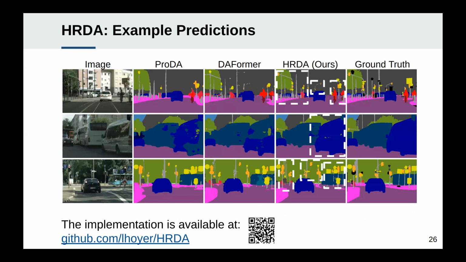This is also reflected qualitatively here in the example predictions, like these poles, these pole groups, these traffic signs are very well preserved. You get some nice advantages with difficult objects where the semantics is not well defined, like here, for example, this van, and also here, with the bus.